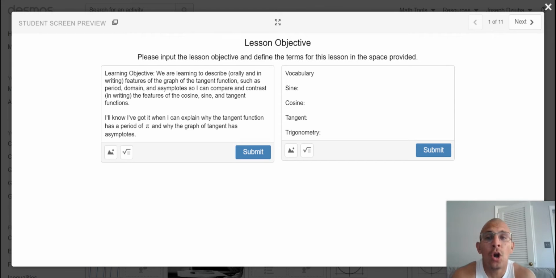So in this lesson, we're going to learn to describe the features of the graph of the tangent function, such as period, domain, and asymptotes, so I can compare and contrast in writing the features of the cosine, sine, and tangent functions. I'll know I've got it when I can explain why the tangent function has a period of pi and why the graph of tangent has asymptotes.